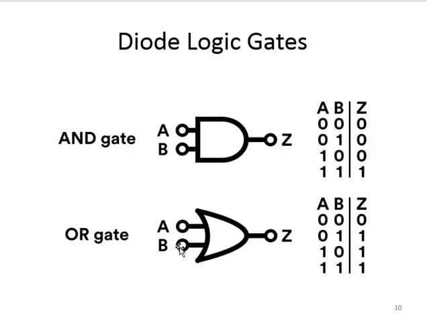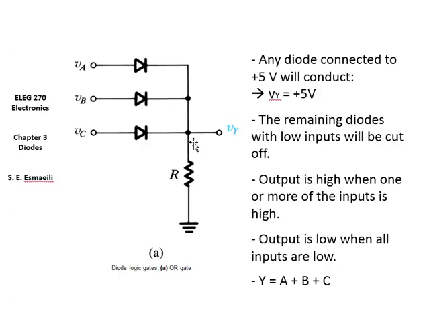In OR gate, it's the other way around. If only one of them is high, the output will be high. Only in the case that both of them are 0, the output will be 0. So now let's see how we can achieve a logic gate with a couple of diodes and a resistor. Look at this combination here.